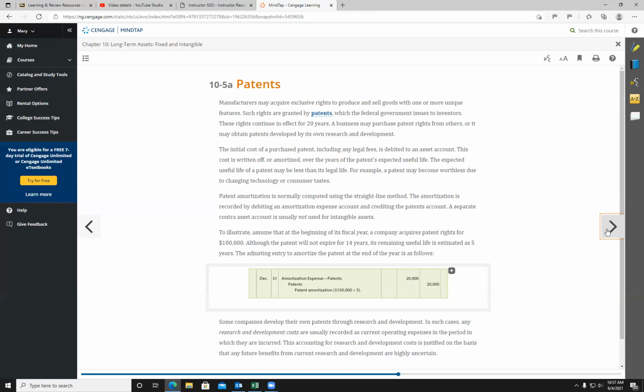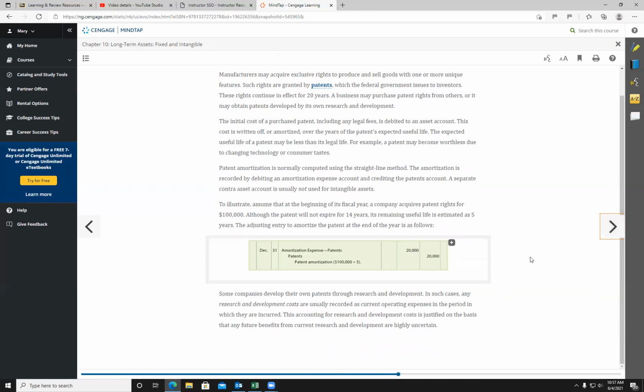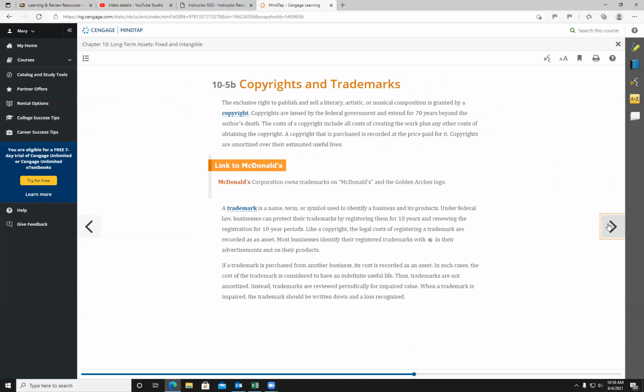Now, some companies develop their own patents through research and development. In such cases, any research and development costs are usually recorded as an operating expense in the period in which they are incurred. This accounting for research and development cost is justified on the basis that any future benefits from current research and development are highly uncertain. So now let's talk about copyrights and trademarks.